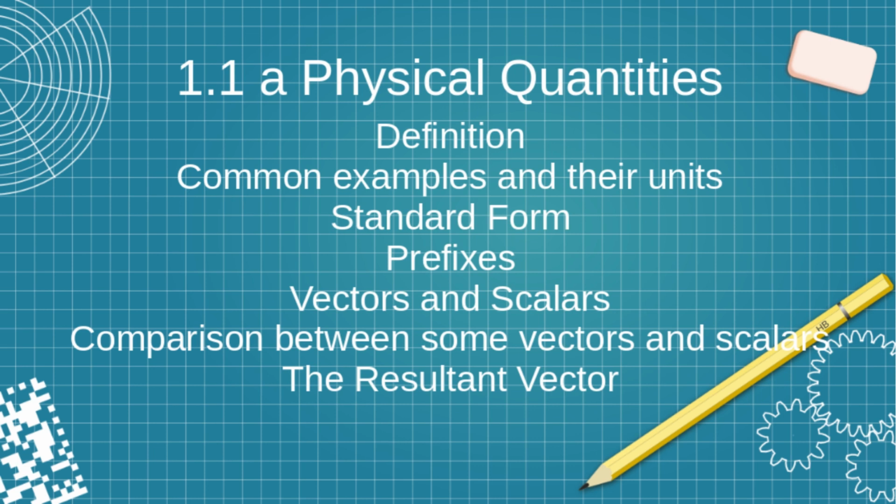In this video we'll be covering the definition of physical quantities with some common examples and the units we use for them. We'll be covering standard form and prefixes to represent very large or small values. We'll be covering vectors and scalars as two types of physical quantities and comparing some common examples. Finally, you'll be introduced to the resultant vector, more details of which will be covered later.